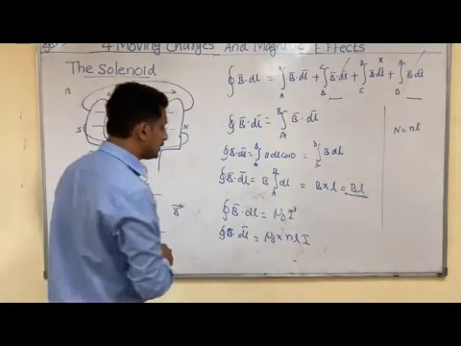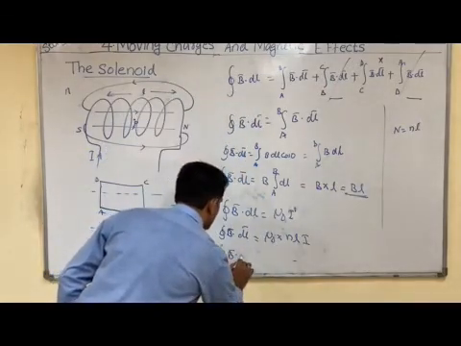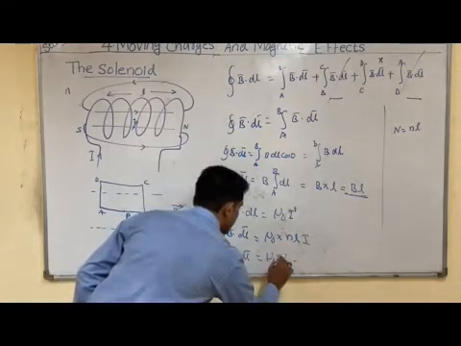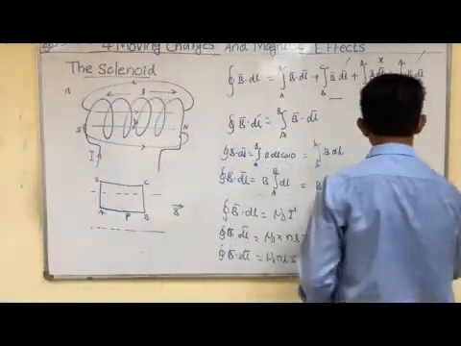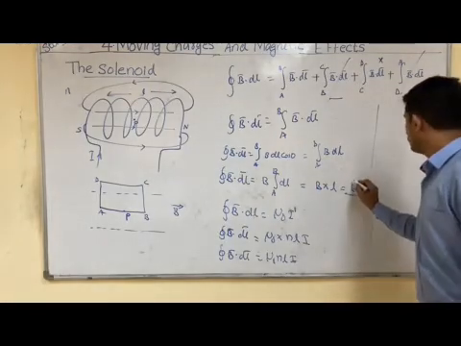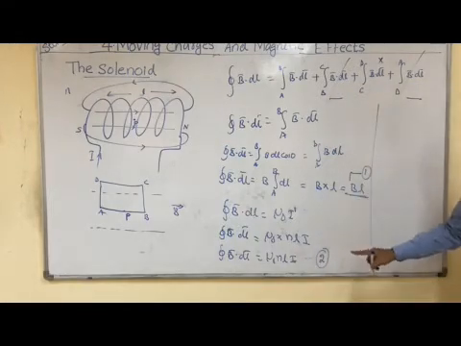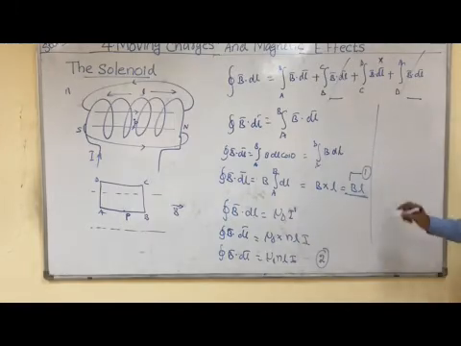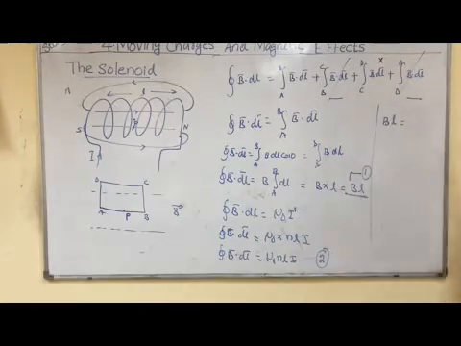So the equation becomes integral of B dot dl is equal to mu 0 nL into I. So this way we can write our equation. Now I mention the first as equation number 1 and this as equation number 2. You see that in equation number 1 and 2 the left hand sides are the same, which means the right hand sides are also the same. That means our equation becomes BL is equal to mu 0 nL into I.